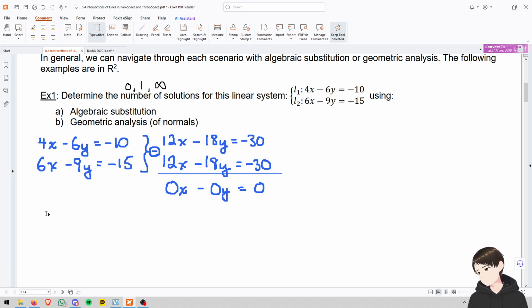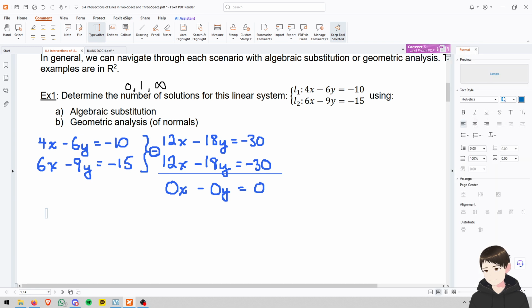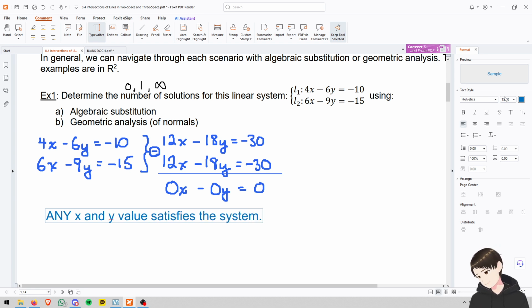By default, let me make this text a little bit bigger. How about I do 15? Any x and y value satisfies the system. In other words, x could be 1,000,000, y could be 1,000,000,000. It still works. X could be 0, y could be 9,000. It still works. X could be a negative 0.115, y could be whatever. It works. In other words, there is infinite solutions.